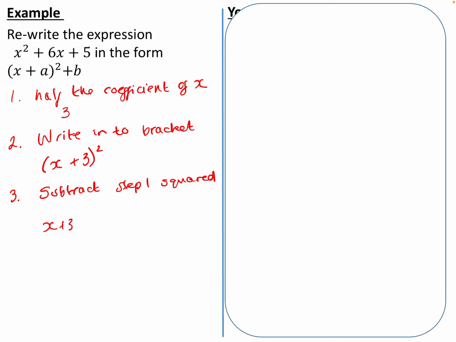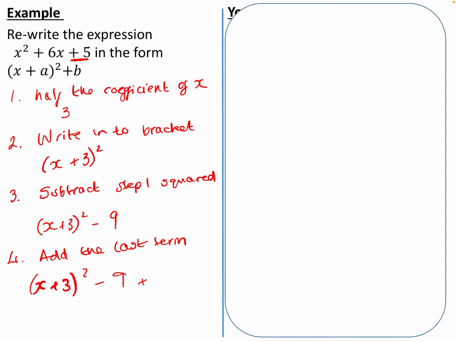So I've still got my brackets, and this time I'm subtracting this number, the number I got in step one squared. Well, 3 squared is 9. And step four is to add the last term. And by that, I mean the last term in the expression we started with. So finally, I need to add the 5. And then we want to combine like terms. Negative 9 plus 5 is going to give me subtract 4.